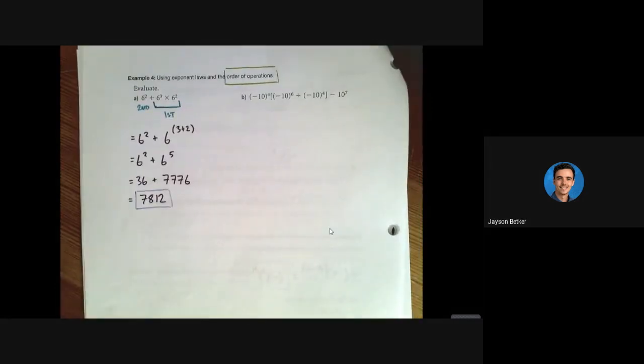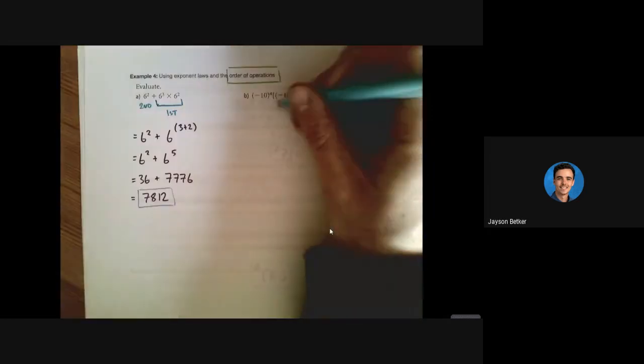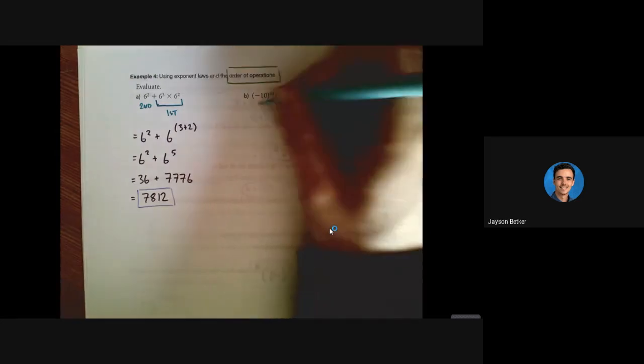All right, let's take a look at this one. Now, this is even a little bit more confusing. Remember, if we've got 2 sets of brackets, we start at the innermost part of the brackets and work our way out. Okay? So in this case, we're going to do this part first right here. And then we'll do this part. And then we'll do this part.